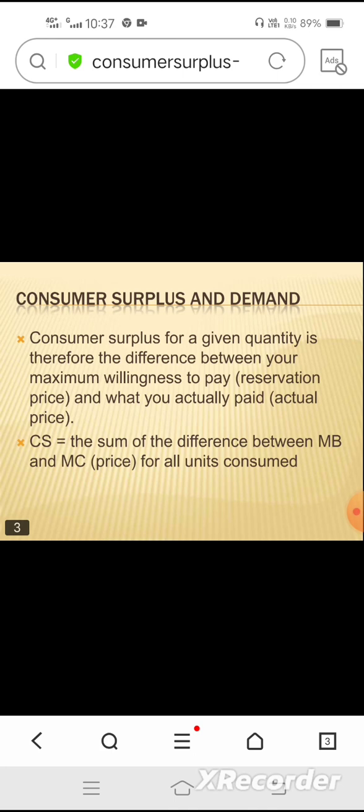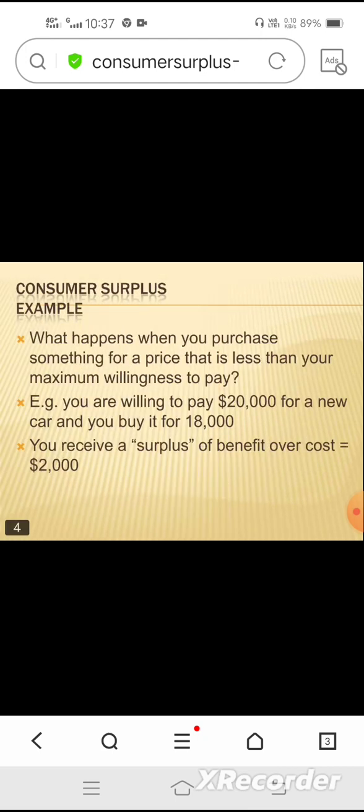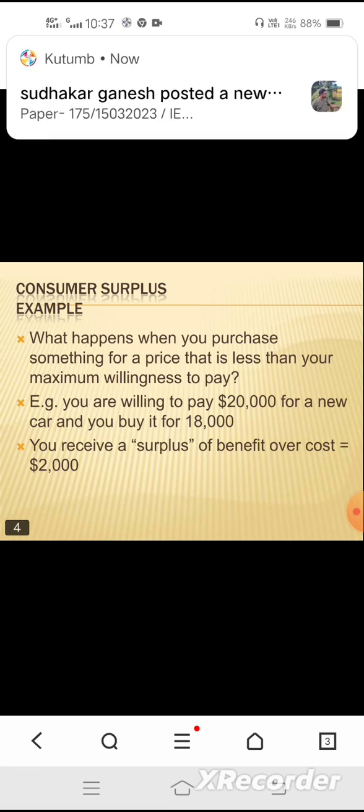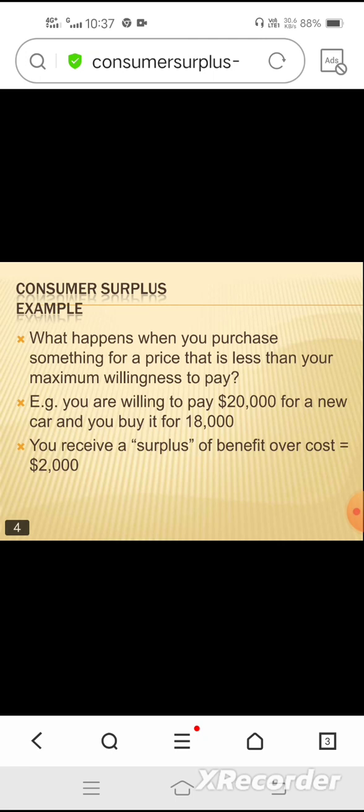For example, if the car price is 20,000, he assumes that is the price for that new car, but the actual price is 18,000 only. So he receives 2,000, because 20,000 minus 18,000 is equal to 2,000. So 2,000 is the surplus. So this is called consumer surplus. Thank you.